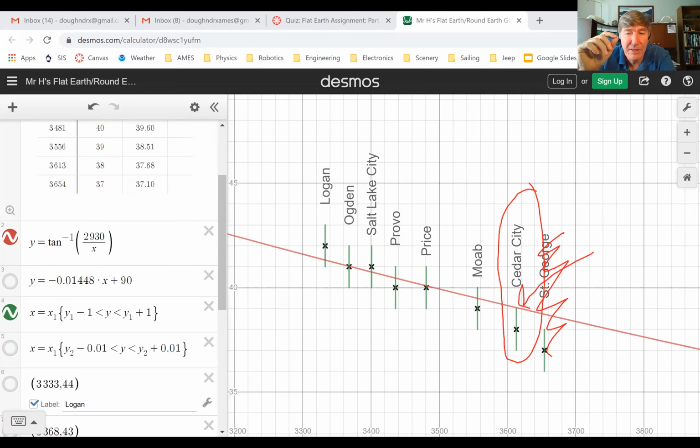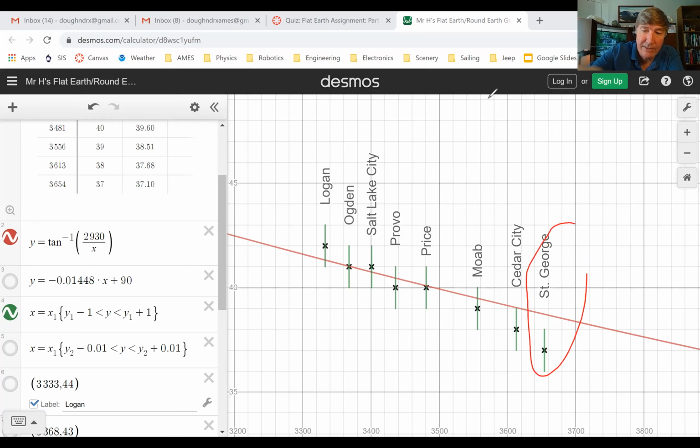Okay, the model passes just barely through the edge of our uncertainty region. So if we stop in Cedar City, we cannot say with absolute certainty that the Earth is not flat. But if we go all the way to St. George, yes, that's it. That St. George data point is the one that proves without a shadow of doubt the Earth is not flat. Okay, so we have just won the $5,000 challenge here, and we did it without leaving the state of Utah.